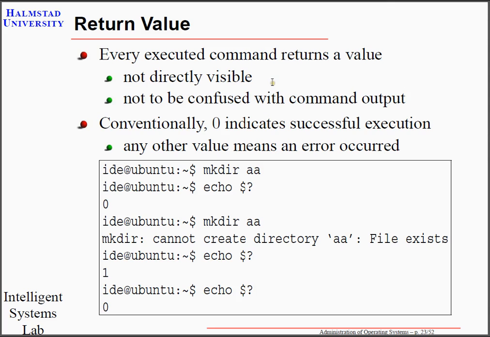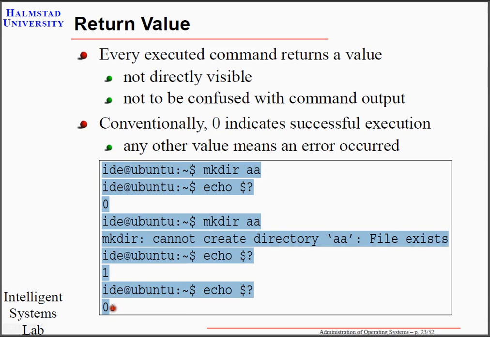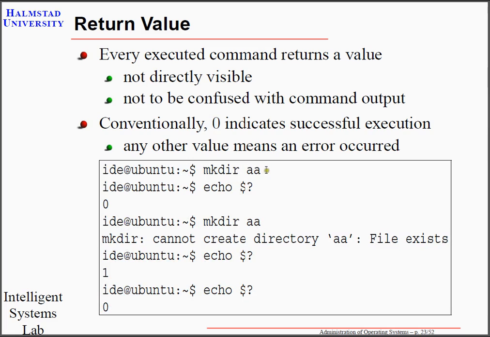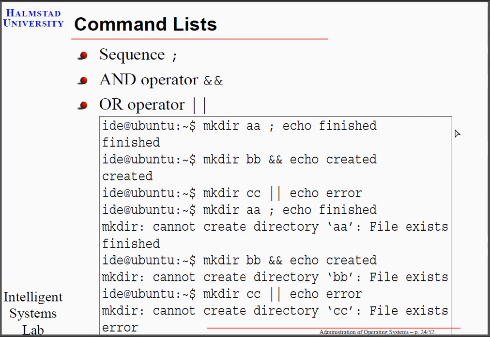For example, if you do ls, the ls will print some number of things on the screen, but in addition to that, it will also return a number, which conventionally 0 indicates successful execution and any other value means that some error has occurred. So here is an example of how this can work, for example, for the mkdir command, and how the question mark variable can be useful in figuring out what happens. Now, the question mark variable is not the only way of looking at the return value.